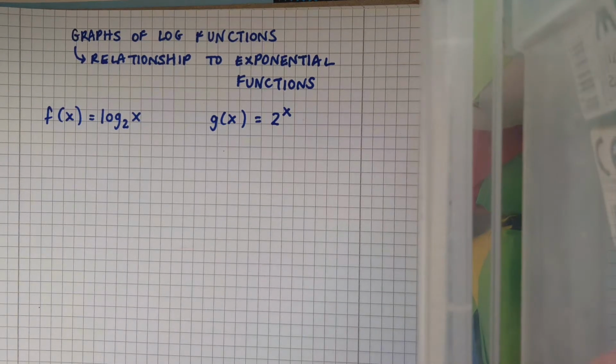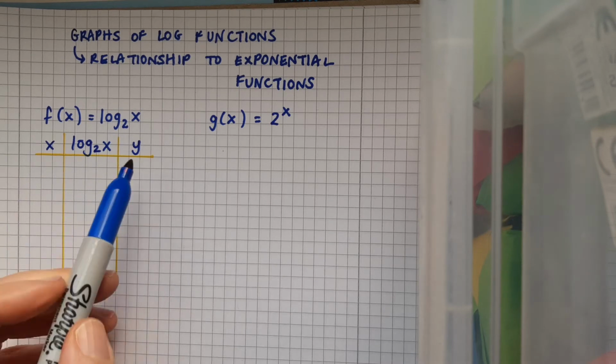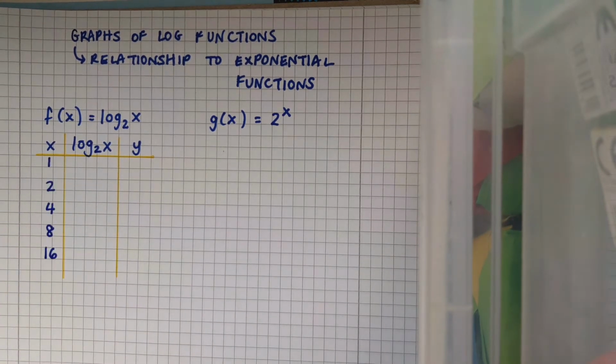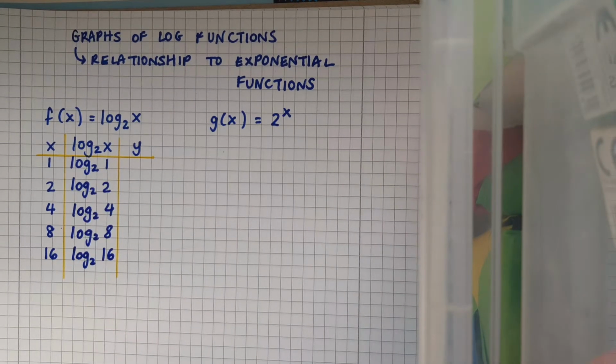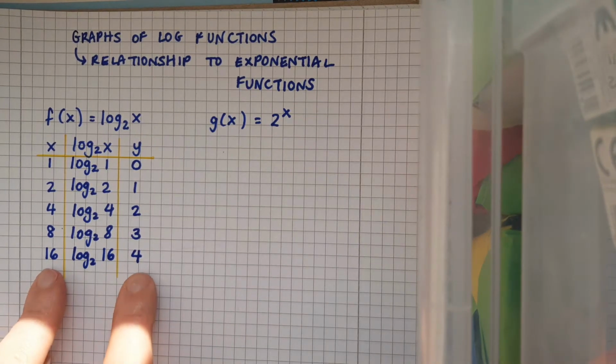For the f of x function, I'm going to graph between 1 and 16, and I'm going to go up in powers of 2 for my x values. So I've just made a little table for myself: x values, log to the base 2 of x, and then y. You could also call this f of x, of course. Like I said, I'm taking powers of 2 for my x values: 1, 2, 4, 8, and 16. I'm simply filling that value in for x in the function and evaluating to get y, and of course my point will be an x and a y put together.